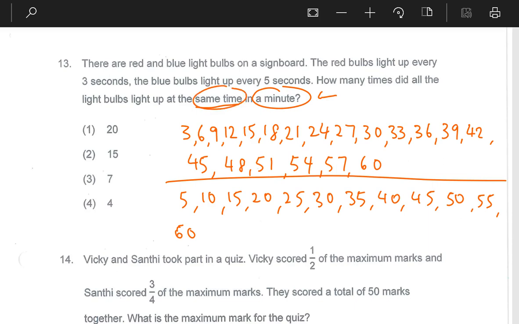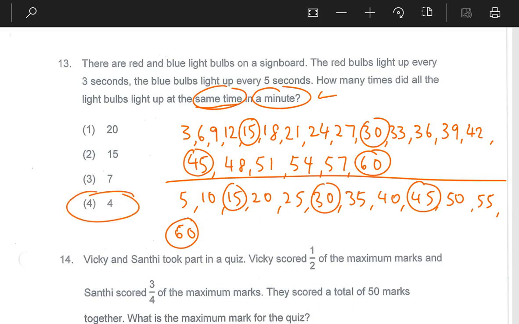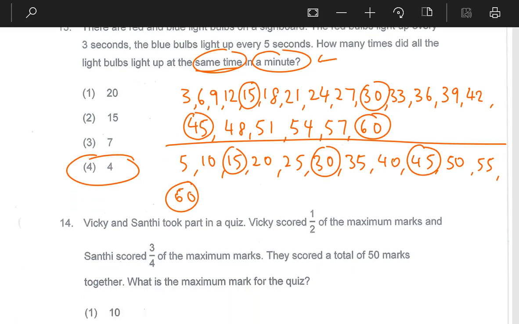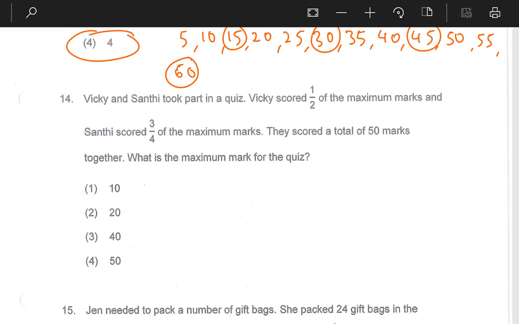So going by the numbers, it seems that at the 15 seconds, they will both light up. And at the 30th second, they will also light up. At the 45 seconds, they will also light up. And at the 60 second, they will also light up together. So altogether, 4 times they light up together at the same time. Common multiple. Alright.